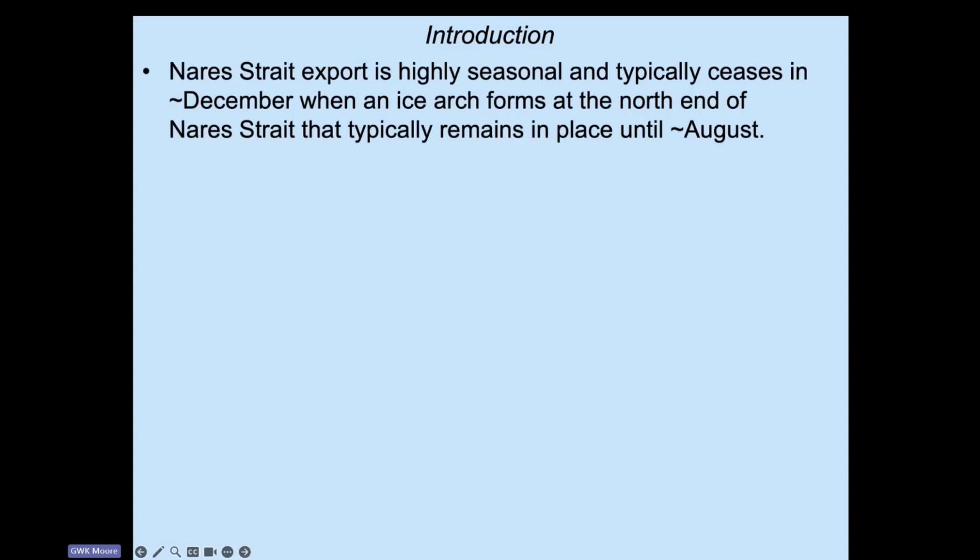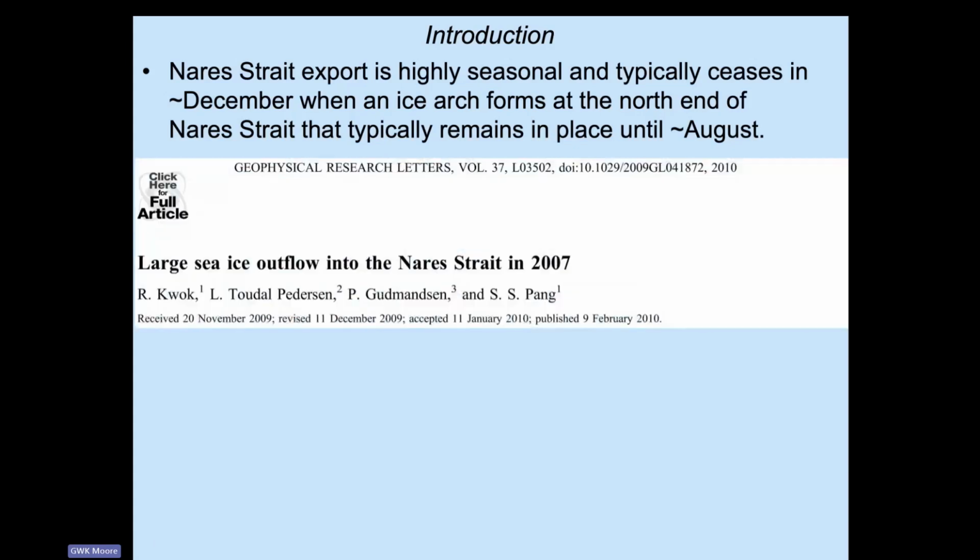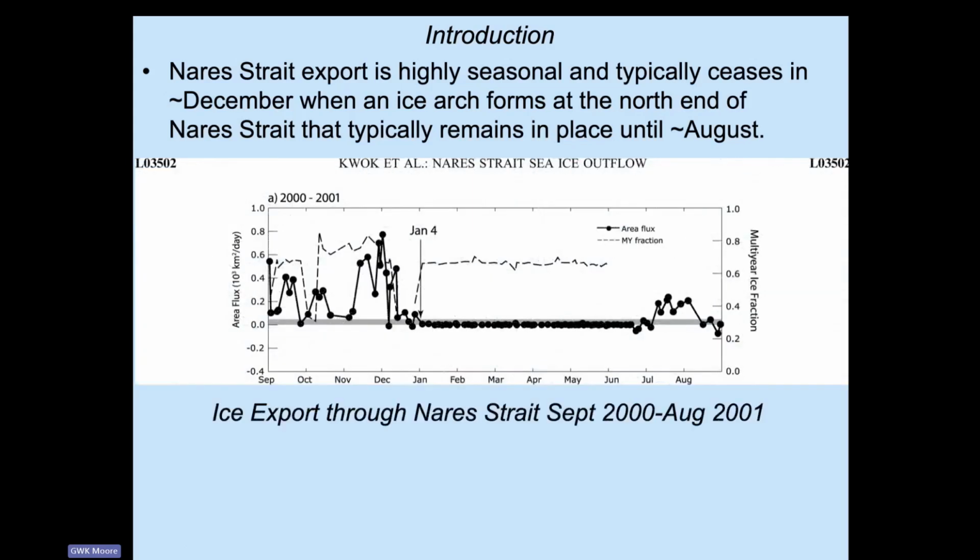This ice transport is highly seasonal. It typically ceases around December when an arch forms, as I showed you, and then it remains very low until August or so. This is data back in 2007 from a paper by Ron Kwok. And here's the ice transport. Positive means ice is moving southwards. You can see in this case, there was highly variable transport. Again, usually wind events drive these large transports.